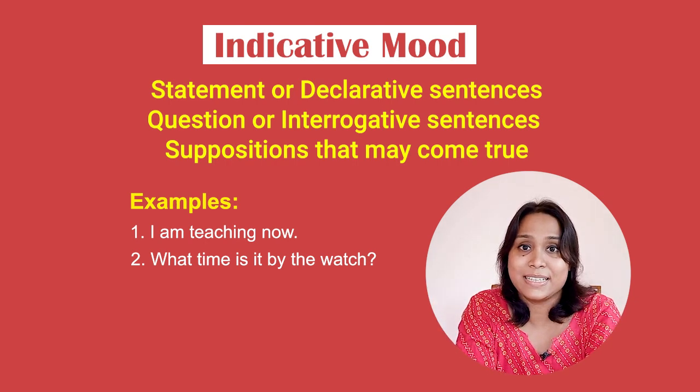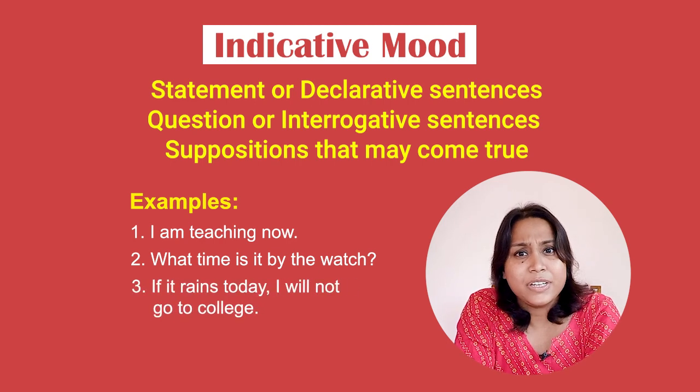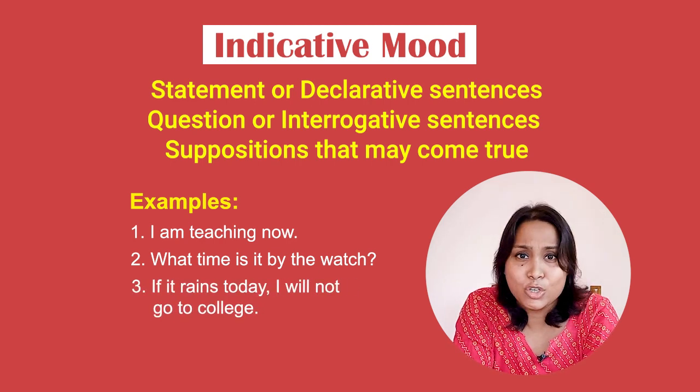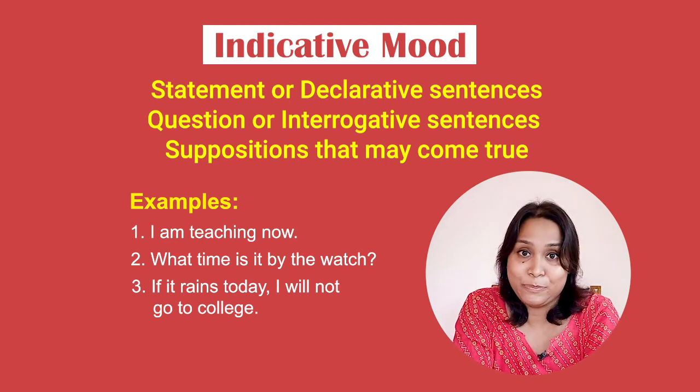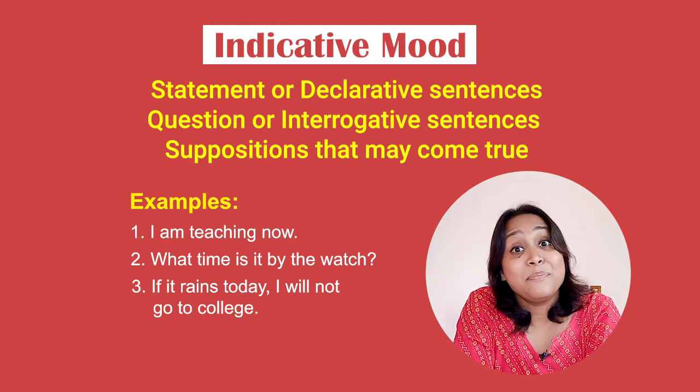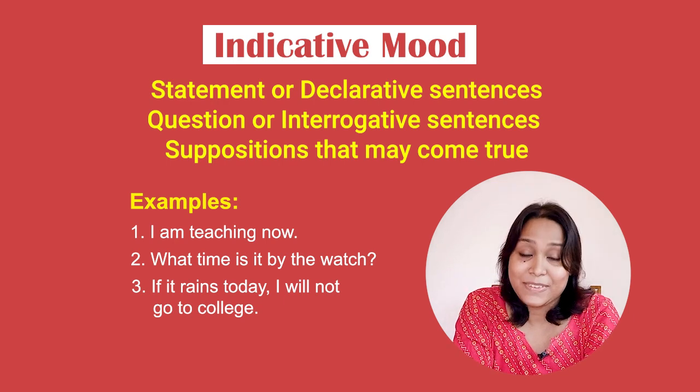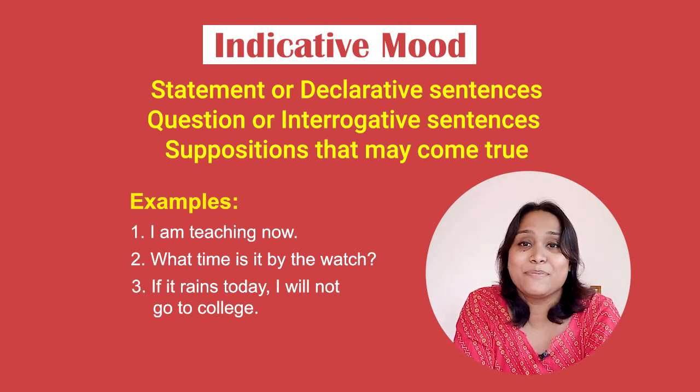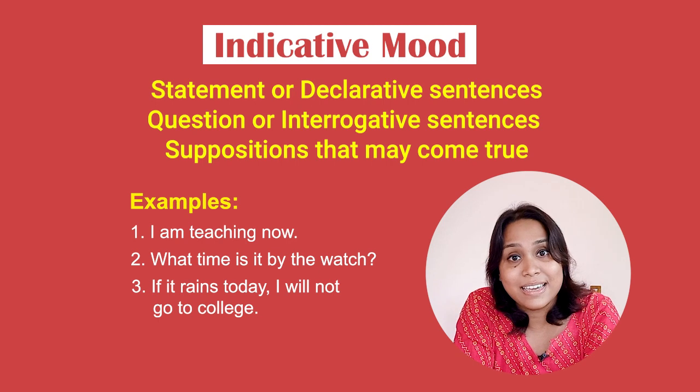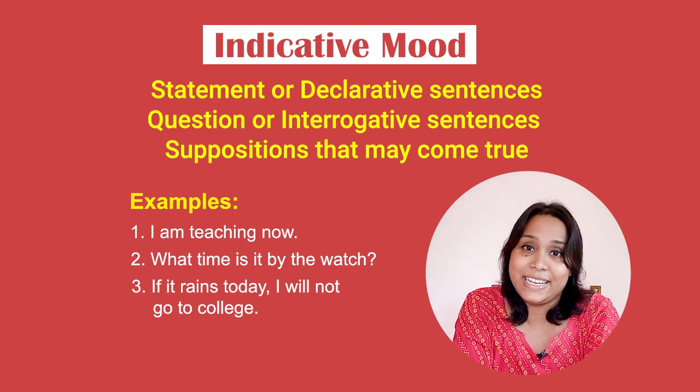Let's look at this example. If it rains today, I will not go to college. This will be of indicative mood because there may be a chance of raining. So this supposition might come true. So in all these cases, we use indicative mood.